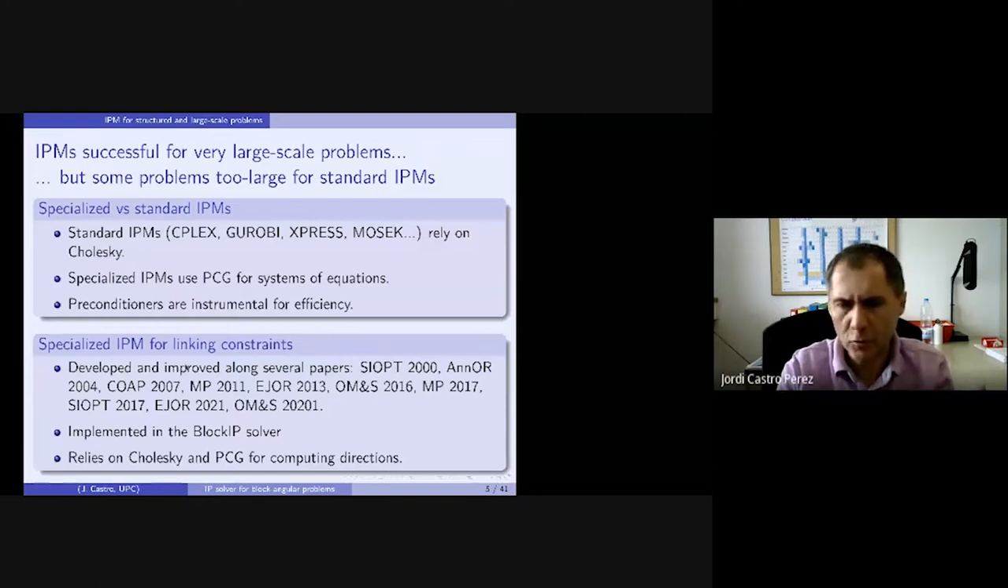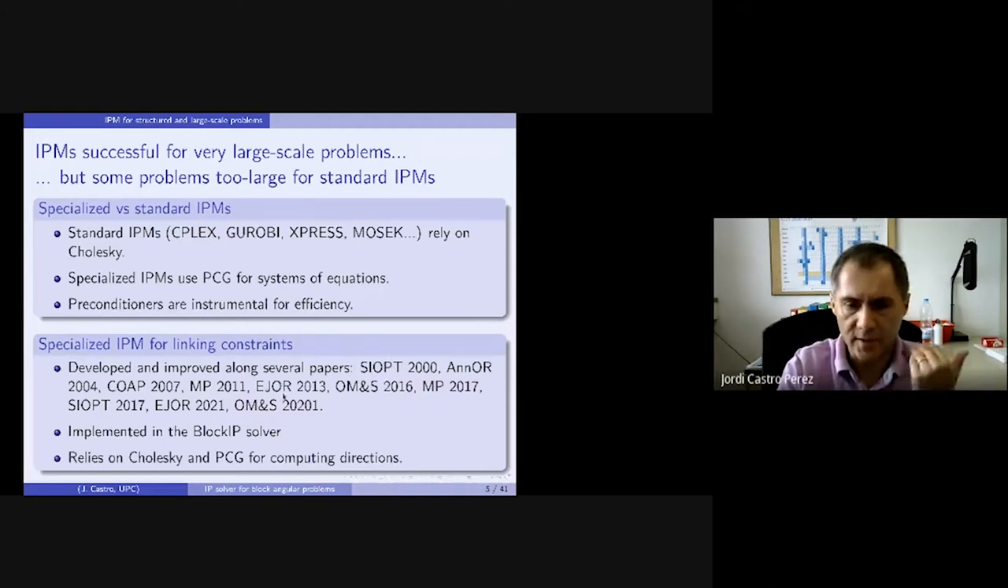So the method I'm going to tell you now, I have been working on in the last years, as I said before, and I have developed and improved this method in several papers, published in several journals in the last years. And it's implemented in a solver, which is named BlockIP.